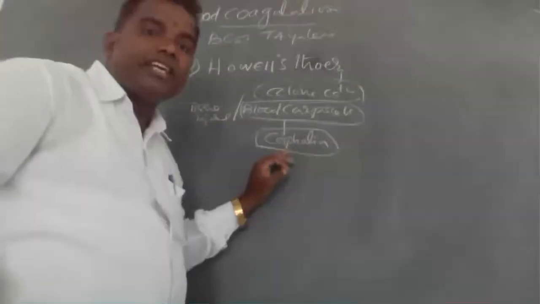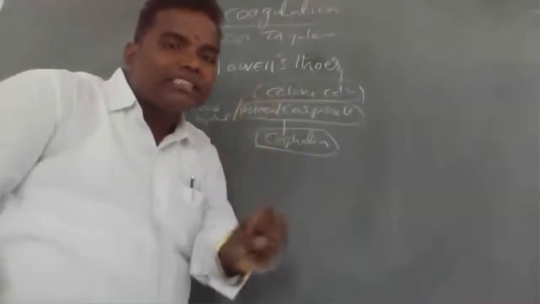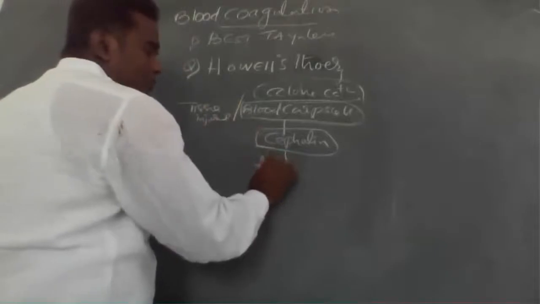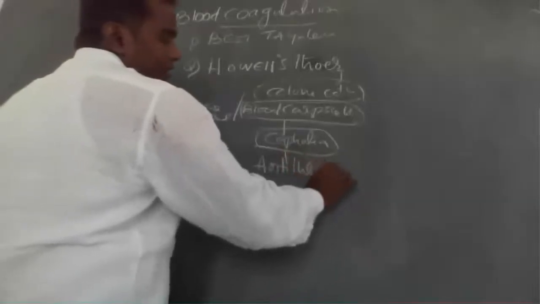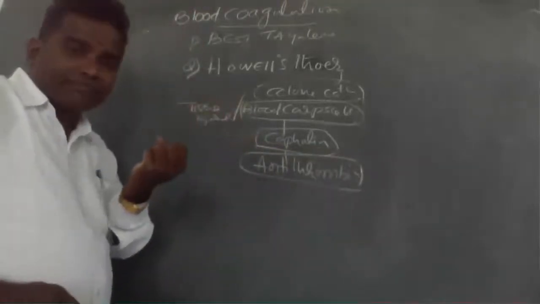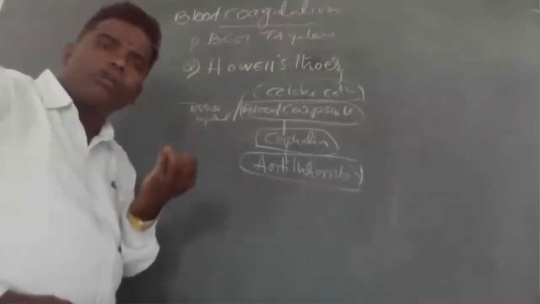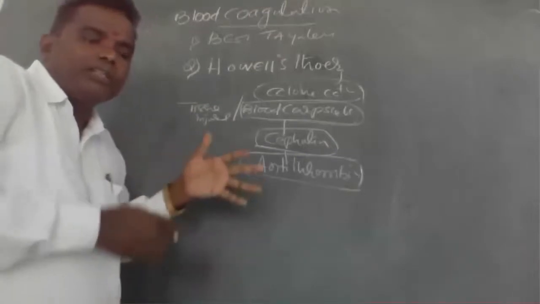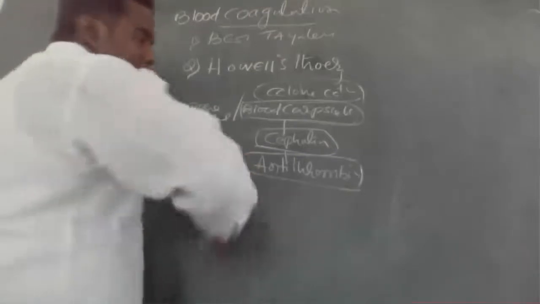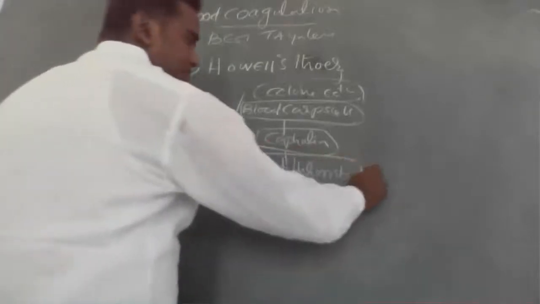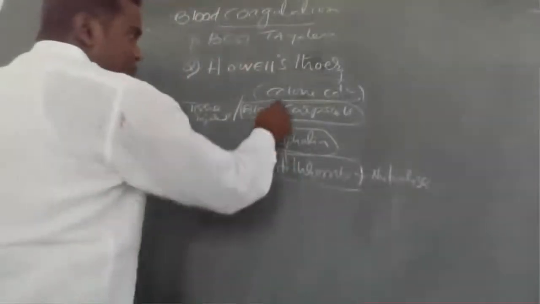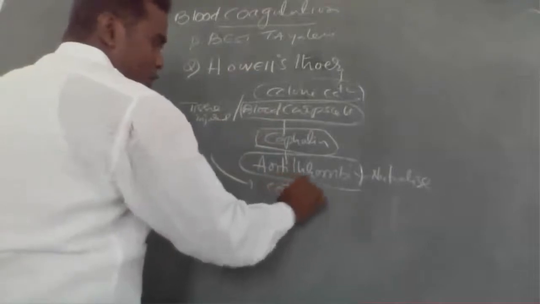This cephalin neutralizes the antithrombin. Cephalin neutralizes the antithrombin and releases the calcium from the tissue into the plasma. In that condition, the antithrombin is neutralized by cephalin, and calcium is released.